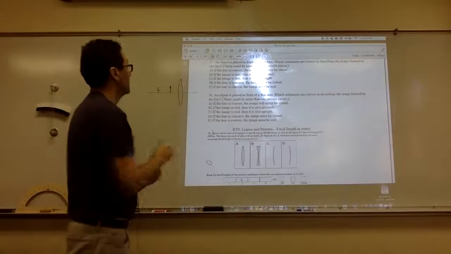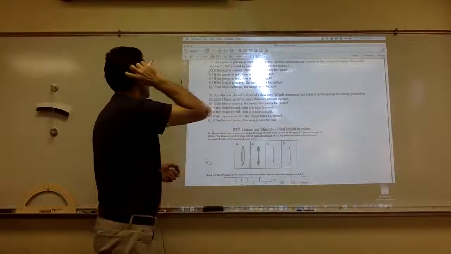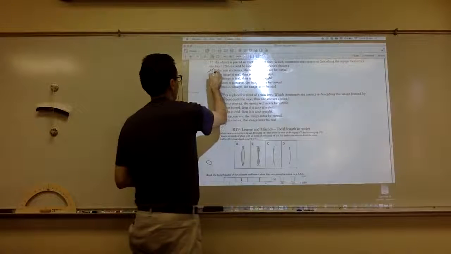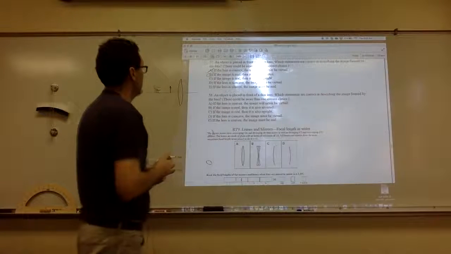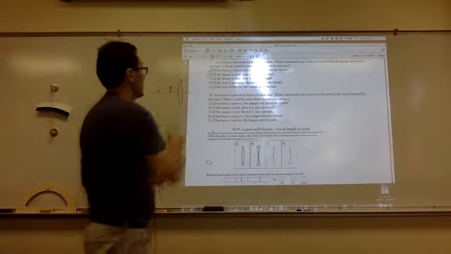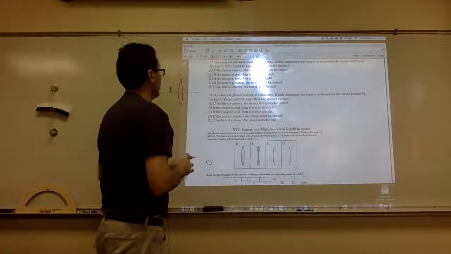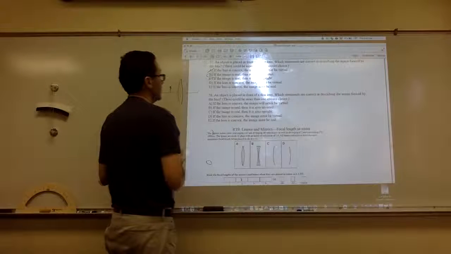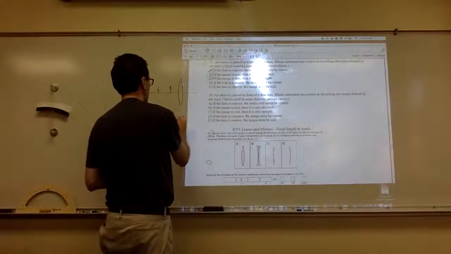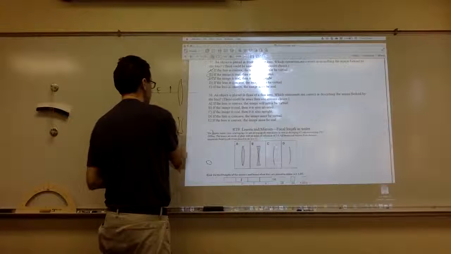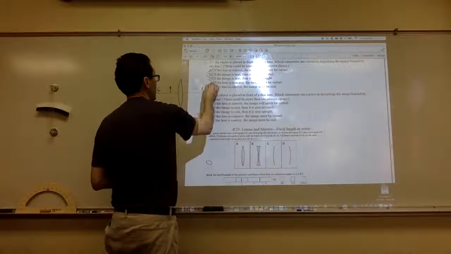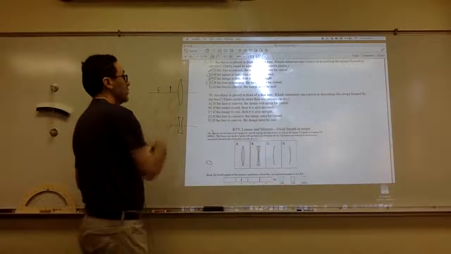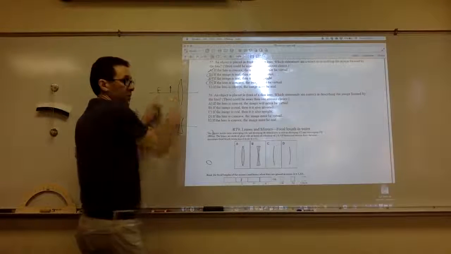Okay? So that's out. If the image is real, then it is inverted. Well, all real images are inverted. If the image is real, then it's upright. That's not true. If the lens is concave, the image must be virtual. That's true. All concave lenses will give you a virtual image. If the lens is convex, the image must be real. Not true. Not between f and the lens.